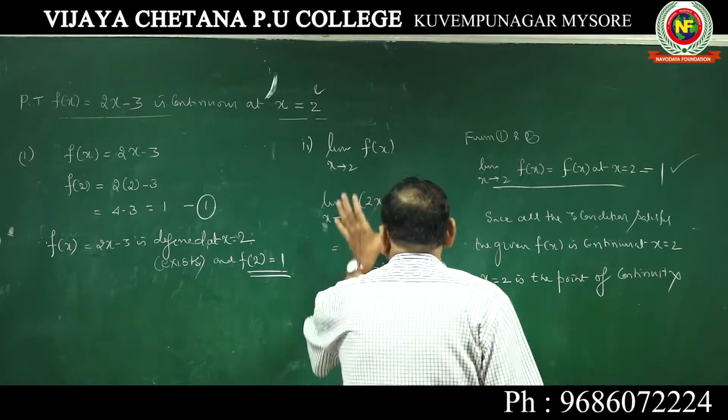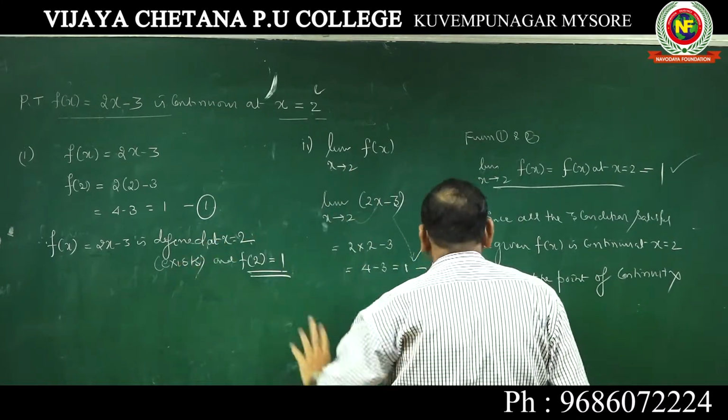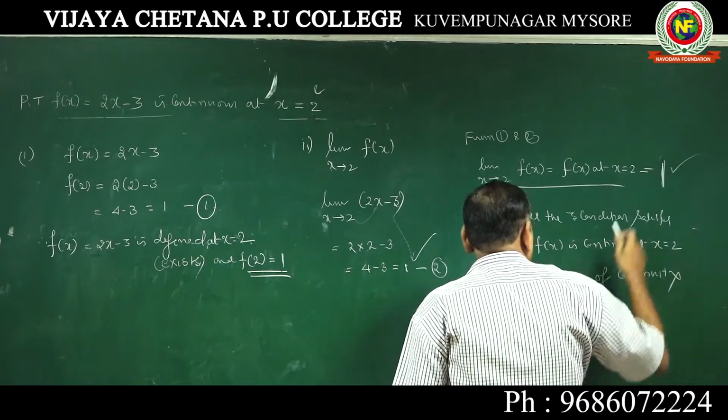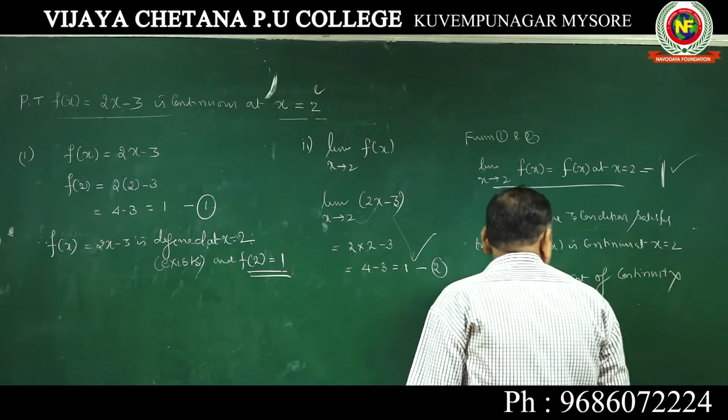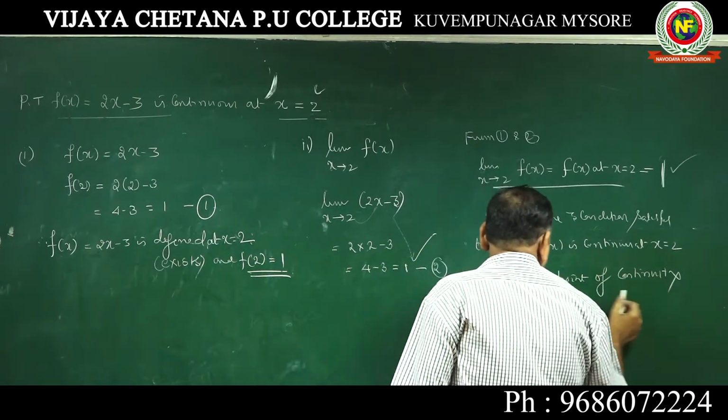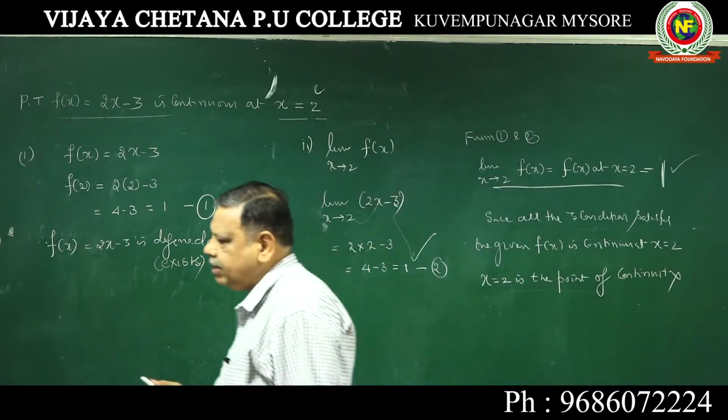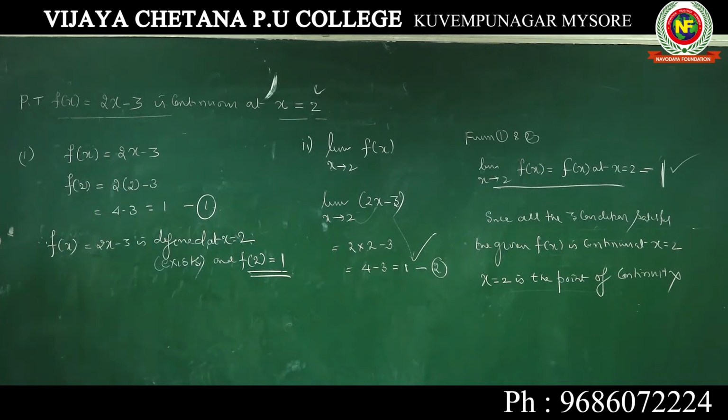Third condition, this limit is equal to the function defined at f of 2, both are the same, 1. Therefore, all the conditions are satisfied. The given function is continuous at x equal to 2 and x equal to 2 is the point of continuity. This is how you should discuss the point of continuity. We shall take the next problem.